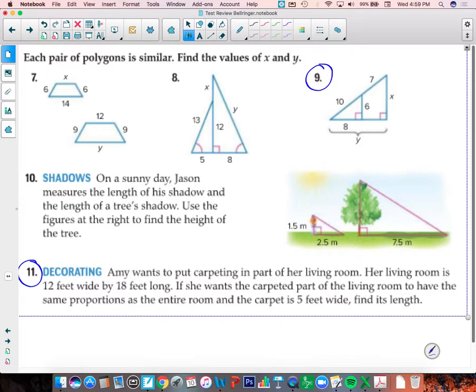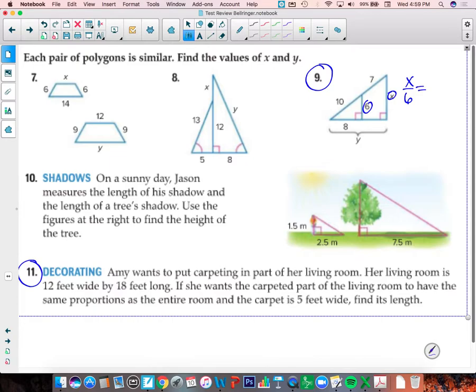Okay, so 9 is just like the one that we did. Make sure you set it up just like the one we did, except for the fact that we have a small shape inside of a large shape. So we need to do the x first. So I'm going to set it up, x is to 6, and then I use the lengths that I'm given.